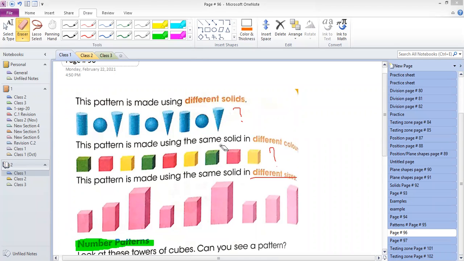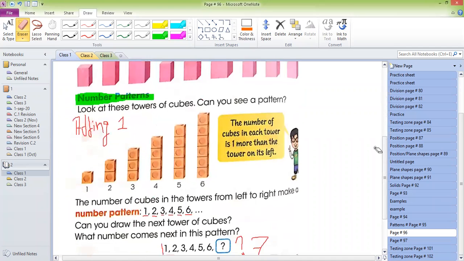All right, guys. Yesterday, guys, we also started number patterns. For number patterns, we check these cubes. You can see, guys, that there are some cubes. 1, 2, 3, 4, 5, 6.